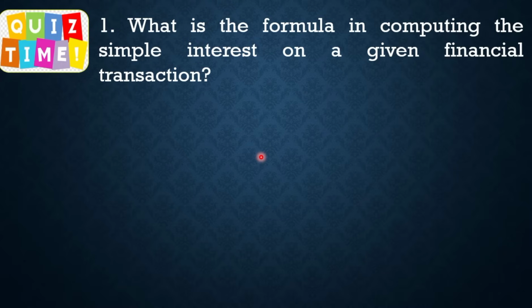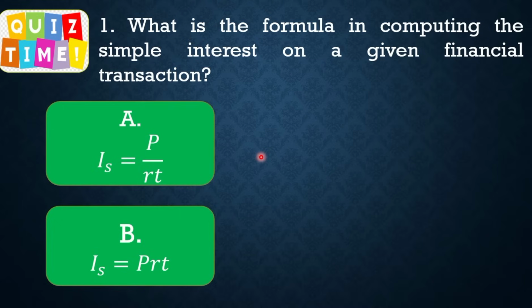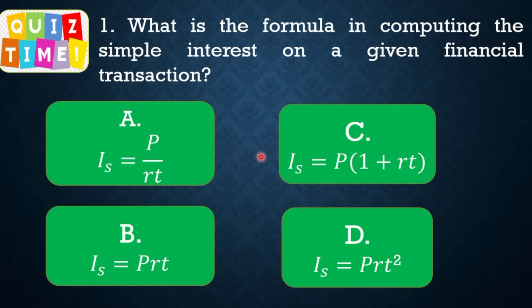What is the formula in computing the simple interest on a given financial transaction? A. I is equal to P over RT. B. I is equal to PRT. Letter C. I is equal to P times the quantity of 1 plus RT. Letter D. I is equal to PRT squared. So, i-pause mo na yung video bago nyo sagutan. Alright, so the answer is letter B.